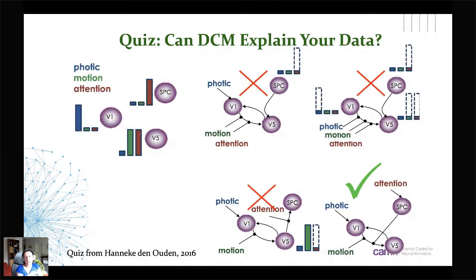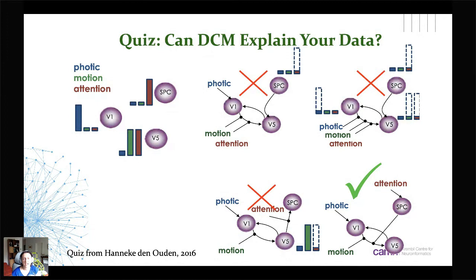Okay, so the lower right is the correct answer. And the thing about the upper left, for example, the reason why that doesn't work is that this connection would not elicit any change in activity in SPC. So you would explain V1 and V5, but not SPC.